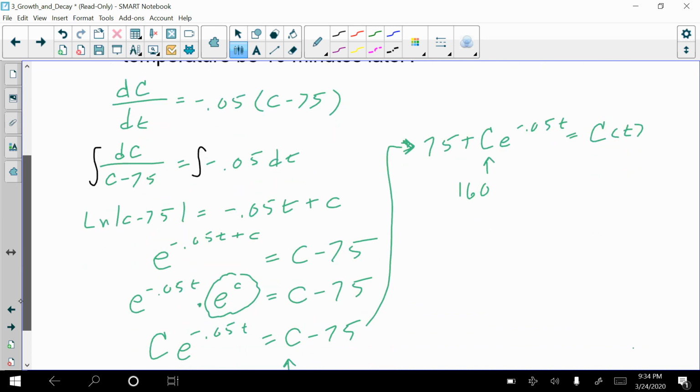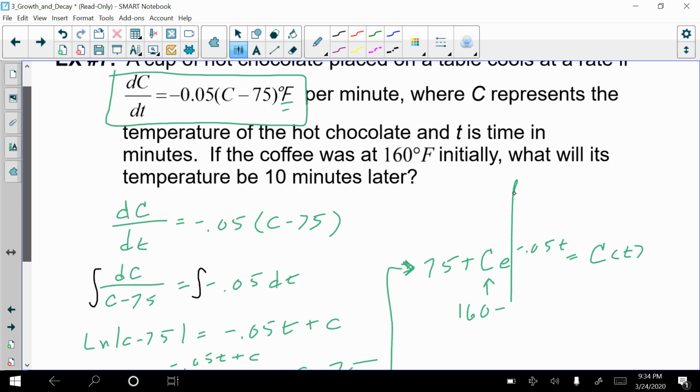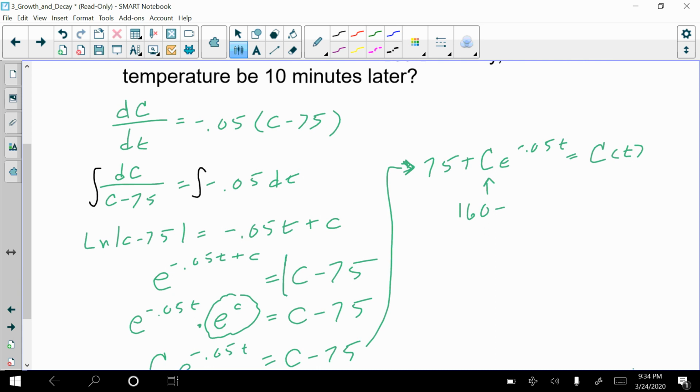Well, we know that we had at some point C minus 75, so 160 minus 75. At some point we had 160 minus the 75 degrees, and so that will give us a C value here of 85 degrees.